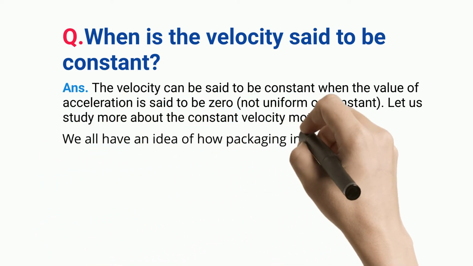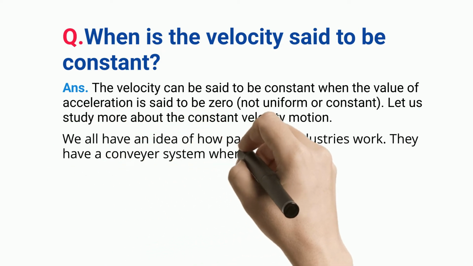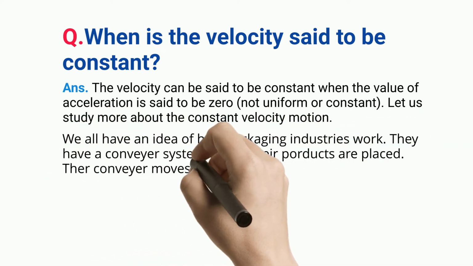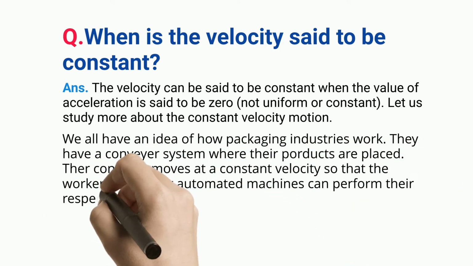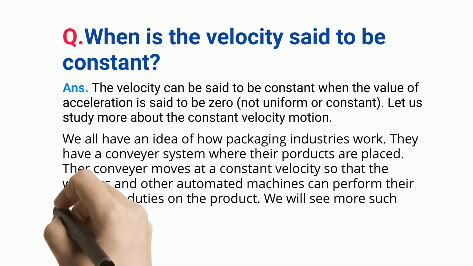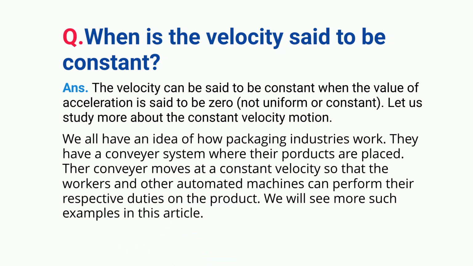We all have an idea of how packaging industries work. They have a conveyor system where their products are placed. Their conveyor moves at a constant velocity so that the workers and other automated machines can perform their respective duties on the product. We will see more such examples in this article.